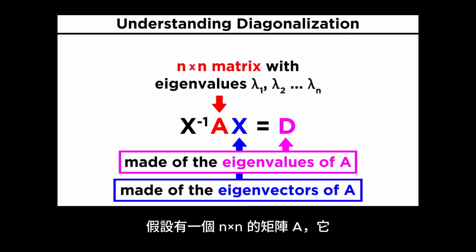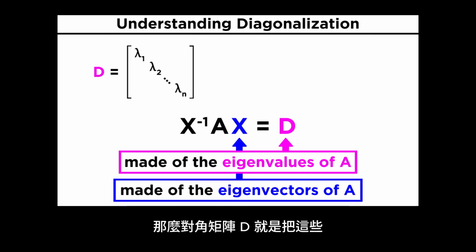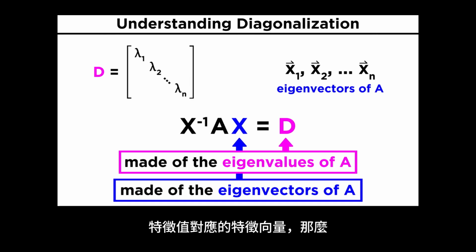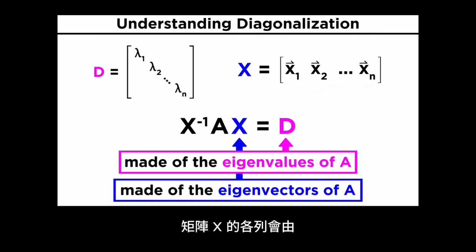Let's assume an n by n matrix A, which has eigenvalues lambda 1, lambda 2 to lambda n. Then the diagonal matrix D is just those eigenvalues placed along the diagonal, with zeros for all the off-diagonal elements. Now if x1, x2 to xn are the eigenvectors for those eigenvalues, the matrix X will have columns made up of those vectors in the same order as the eigenvalues going down the diagonal, x1, x2 to xn.